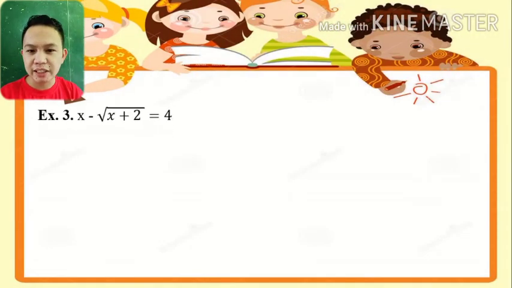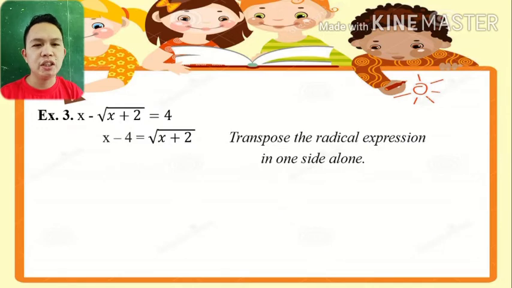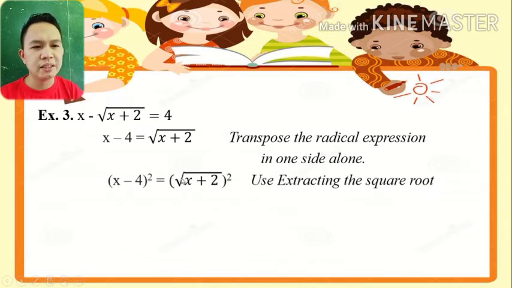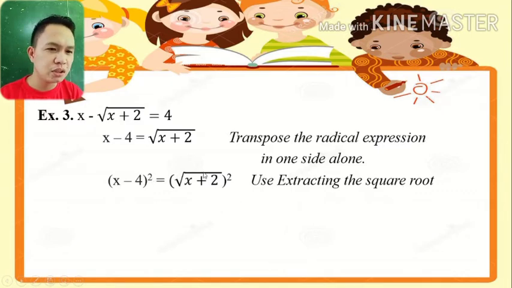Number 3, we have the radical equation. So, in order to transform this one into quadratic equation, we need to separate the term na merong radical symbol or radical sign. So, transpose this one, magkakaroon tayo ng positive x plus 2. Transpose 4, kasi dapat in this side, yung matitira lang ay ang radical term. So, transpose positive 4, magiging negative 4. Then, in order to eliminate the radical sign, we will use the extracting the square root method. So, to extract the square root, raise this one into square or power of 2, then mag-raise ka rin sa kabila.